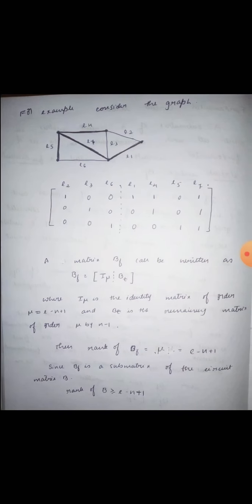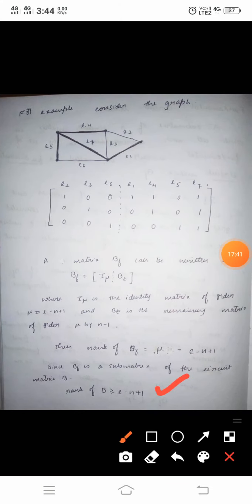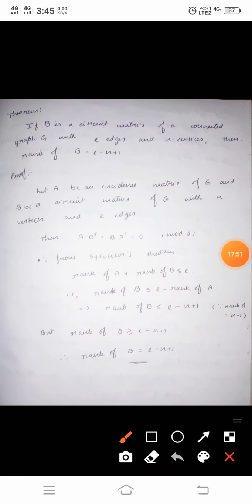After defining the incidence matrix, we have seen one theorem. That theorem gives rank of A is equal to n minus 1. Substitute that. So we get rank of B is less than or equal to E minus n plus 1. But from here, we got rank of B is greater than or equal to E minus n plus 1. Here we got rank of B is less than or equal to E minus n plus 1. Then from the inequality we'll get rank of B is equal to E minus n plus 1.